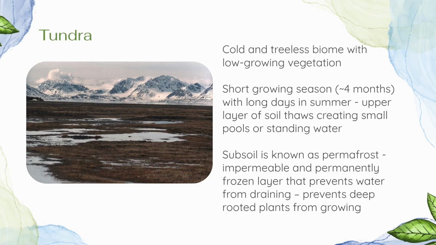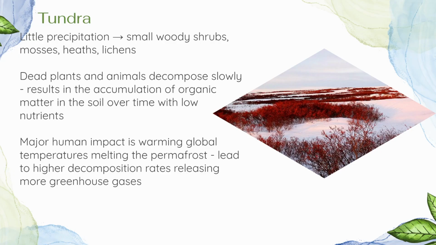A key feature of this biome is the permafrost, which is an impermeable and permanently frozen layer of subsoil. The permafrost prevents water from draining and also prevents deep-rooted plants from growing. The tundra receives very little precipitation, so you typically find small woody shrubs, mosses, and lichens here.